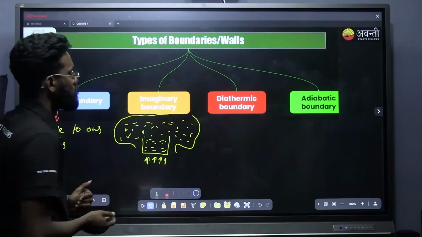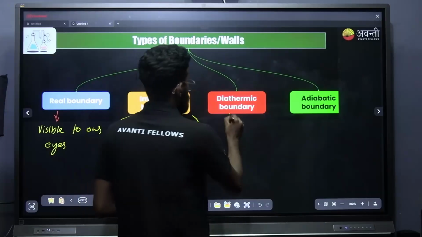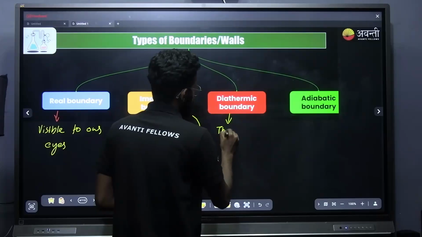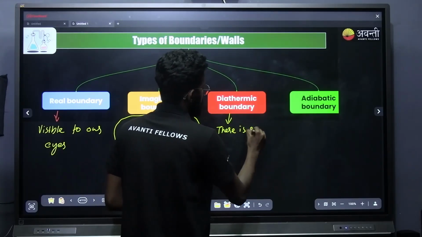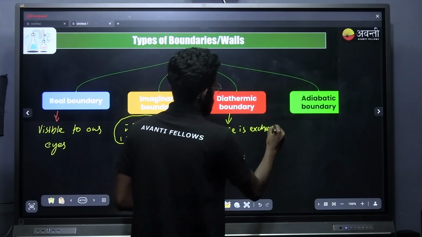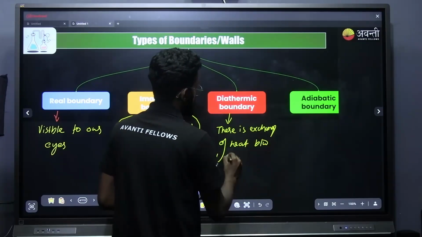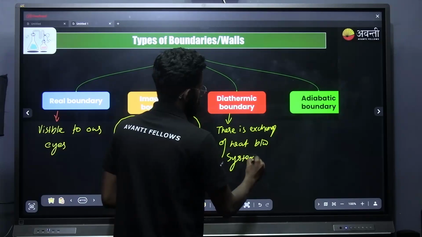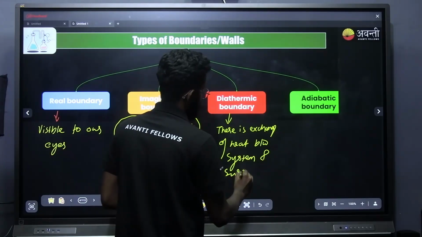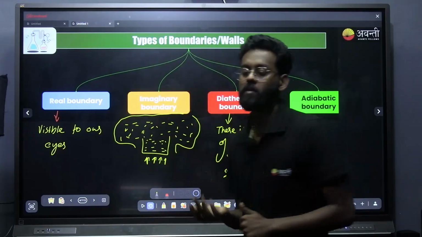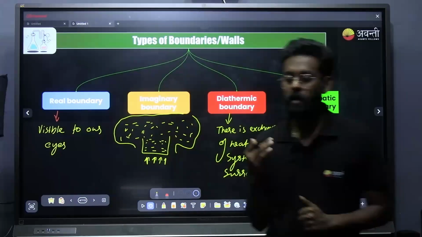And what is a diathermic boundary? Diathermic boundaries are those boundaries in which there is exchange of heat between system and surrounding. There is exchange of heat between system and surrounding. That is a diathermic boundary.